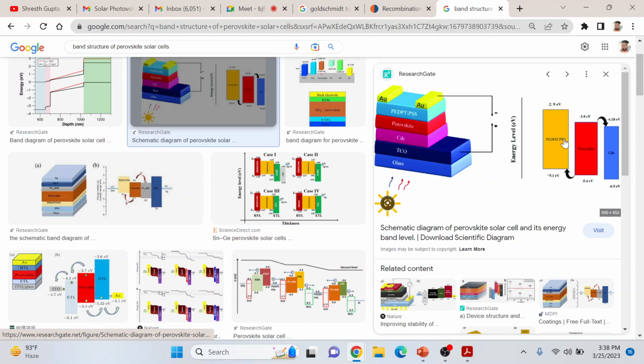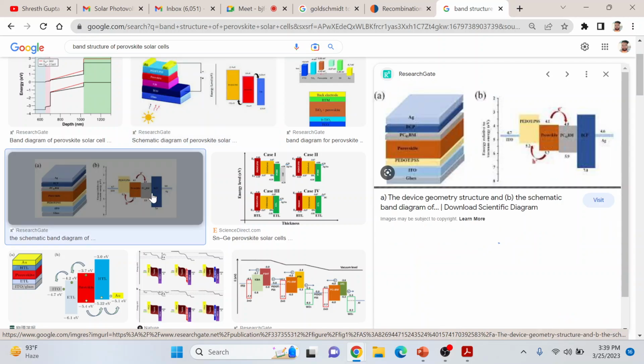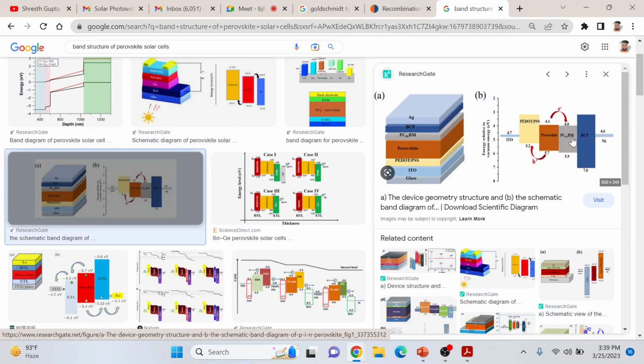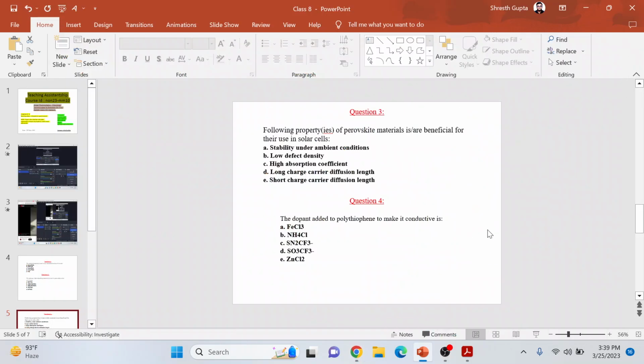Now, in order to make the movement of electron and hole facile, we have to choose an electron transport layer and a hole transport layer in such a way that its valence band lies near this level, and its conduction band lies near the conduction band of this level. The same concept applies when you dope something. You have to choose a material whose valence and conduction bands lie near the material's conduction band, valence band, or the HOMO-LUMO gap, so that the electron and hole movement is facile. So your answer is right for polythiophene.